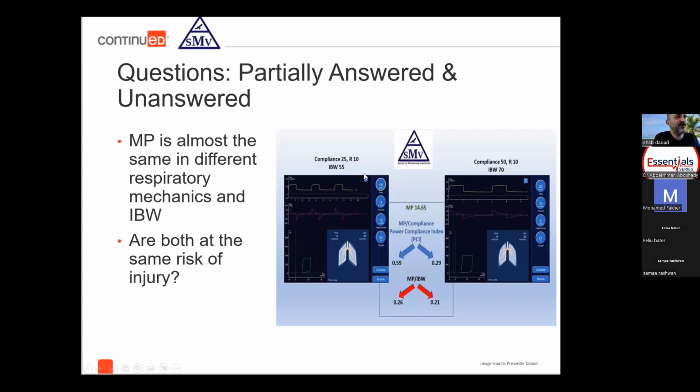Another one here, same mechanical power, but different ideal body weight. So the mechanical power to compliance index is different. This guy who's skinnier, with lower ideal body weight, is actually getting a higher mechanical power to compliance index compared to that person who has higher ideal body weight.